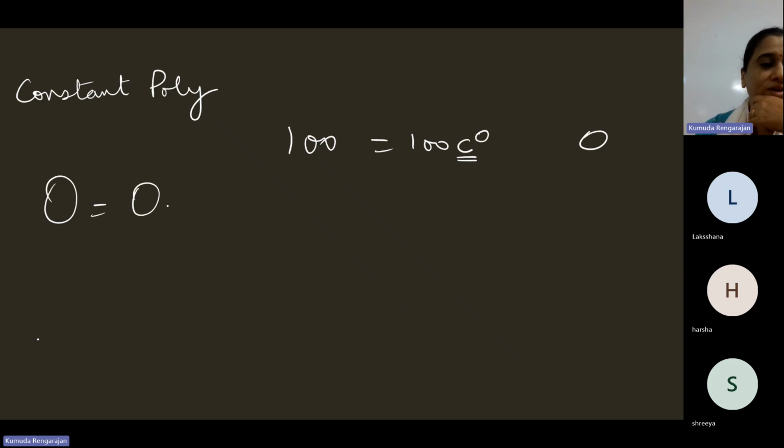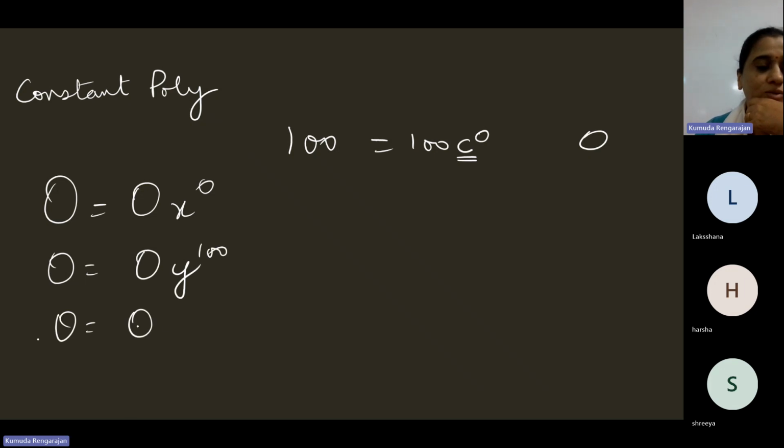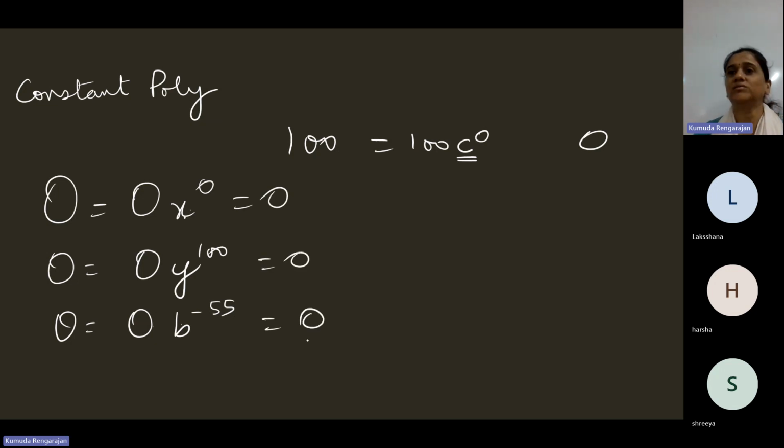0 is 0 times x to the power 0. 0 is also 0 times y to the power 100. 0 is also 0 times some b to the power minus 55. Because ultimately 0 into anything is 0 only, right? So 0 can be written in umpteen number of ways. You can write anything with 0, the value is going to be 0 only.